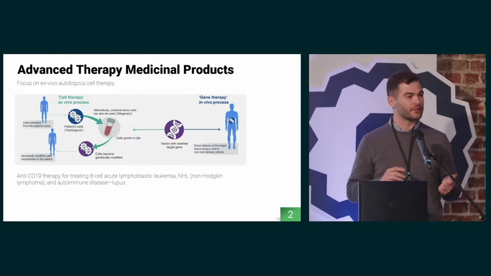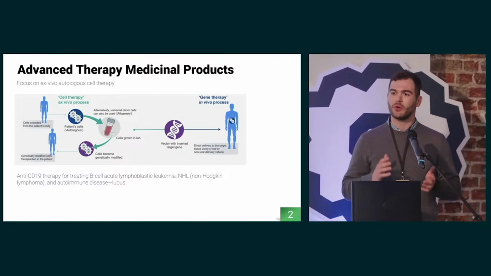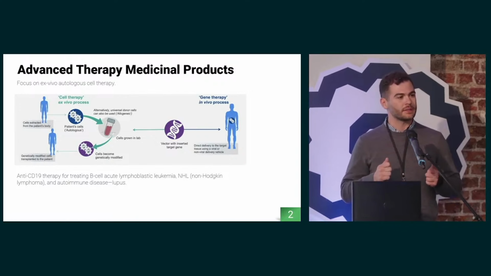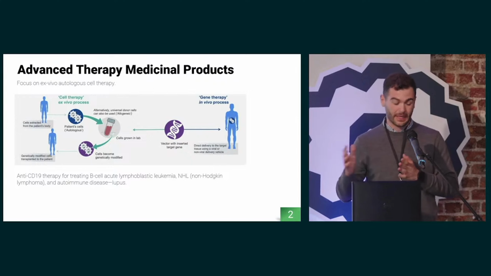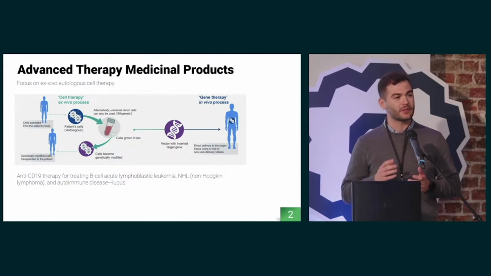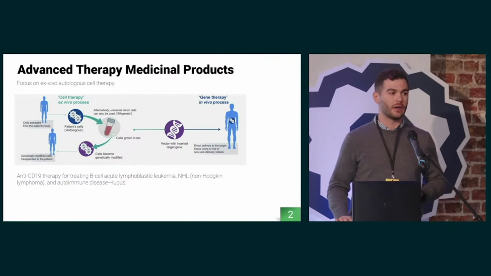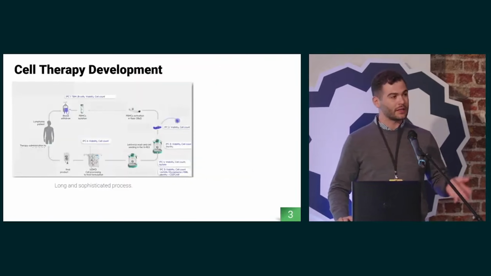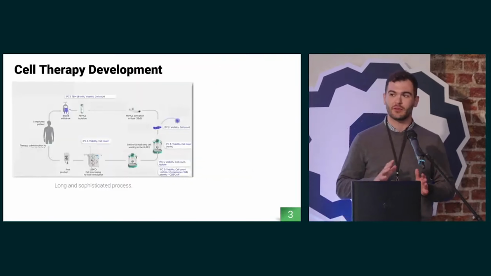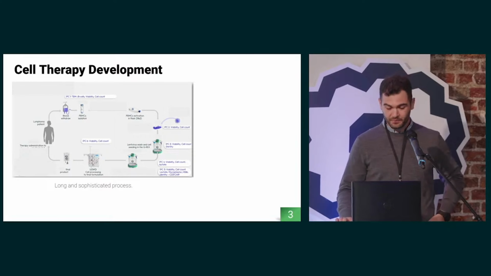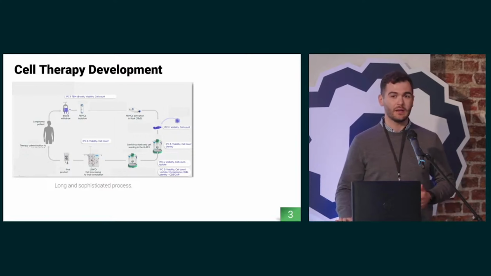The idea here is that we take the cells of a patient who may suffer from leukemia, and then we process those cells for a treatment ex vivo, and then we re-administer the treatment afterwards in the patient. It's actually quite an effective therapy, but the issue is it's a very long and complex process, and it doesn't scale well.